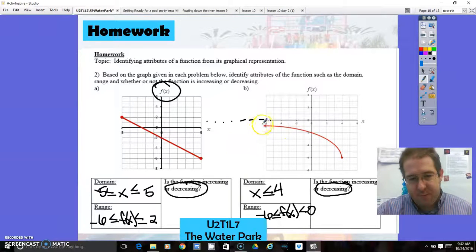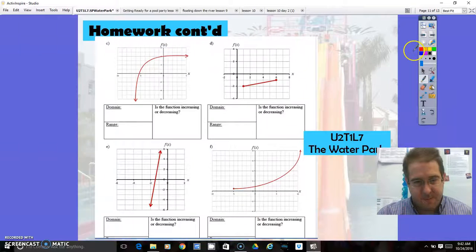No. Functions are always looked at from left to right, and this function is actually going down. Don't follow the way of the arrow. The arrow just means it goes that way infinitely. That doesn't mean that that's the direction that you follow the function. That's very key, and I hope you're watching this video, because if you're not watching this video, you're probably not going to get that.